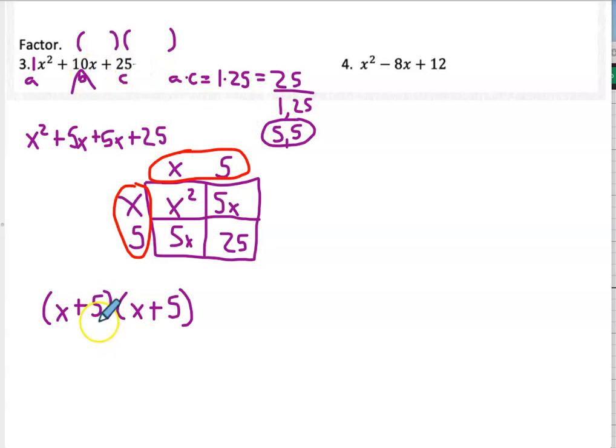Figure out what 2 factors, when I multiply them together, do I get what I started with. Okay, let's do one more. So if you're feeling confident, you can go ahead and pause and try this one and come back and see how you did. Otherwise, I'll walk you through it.